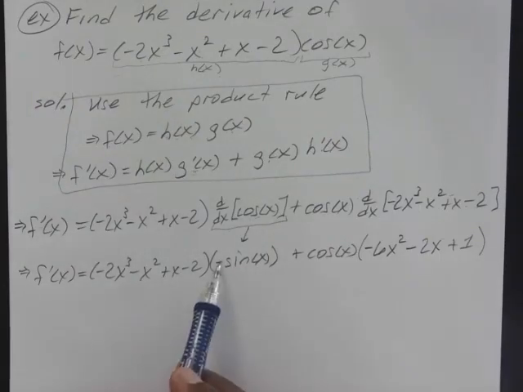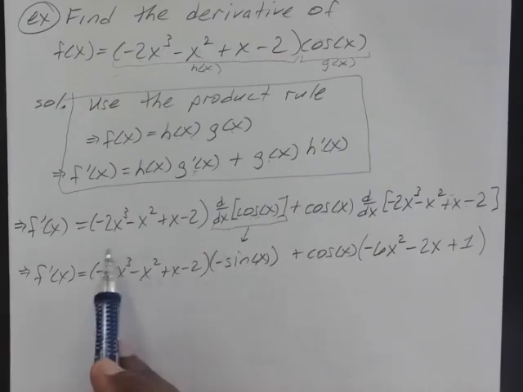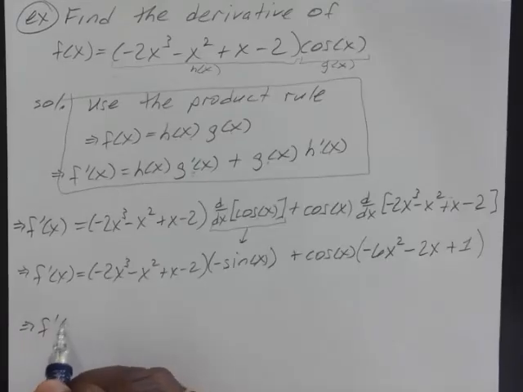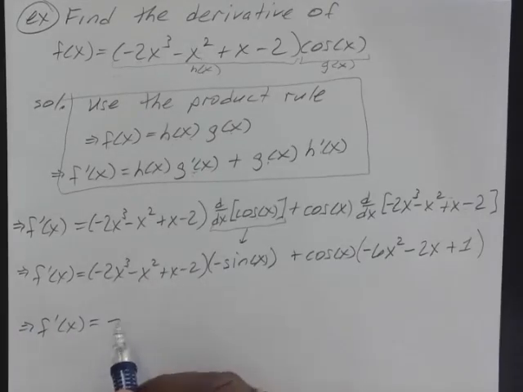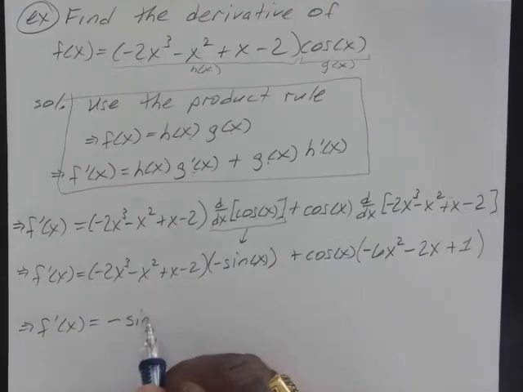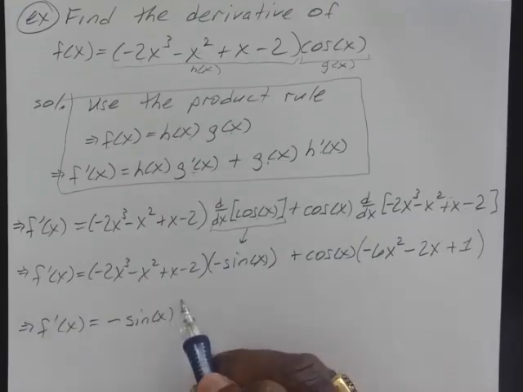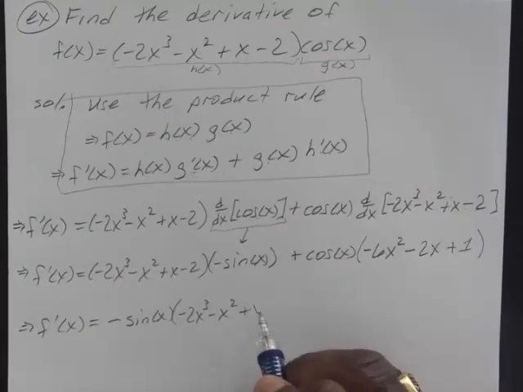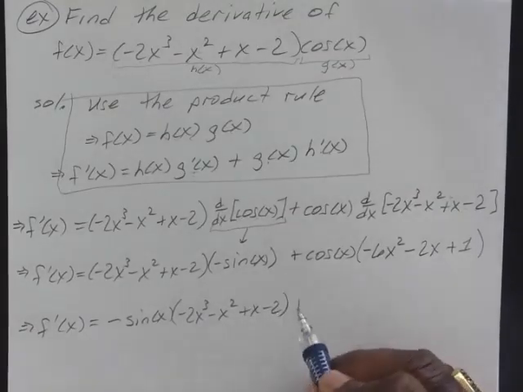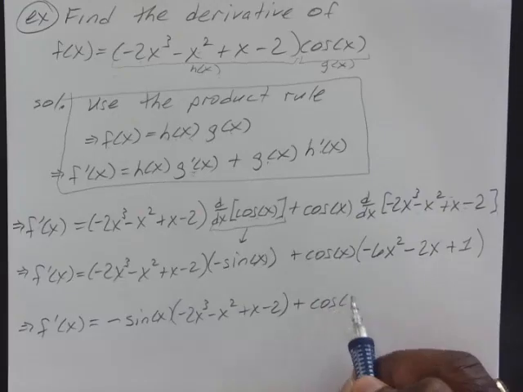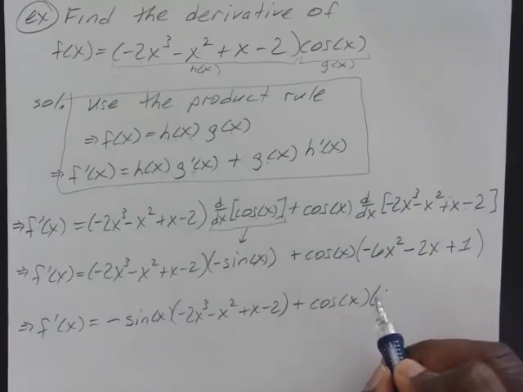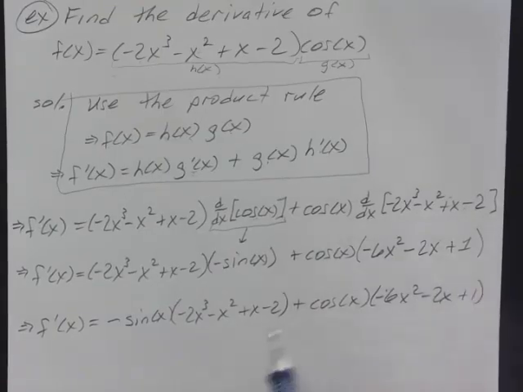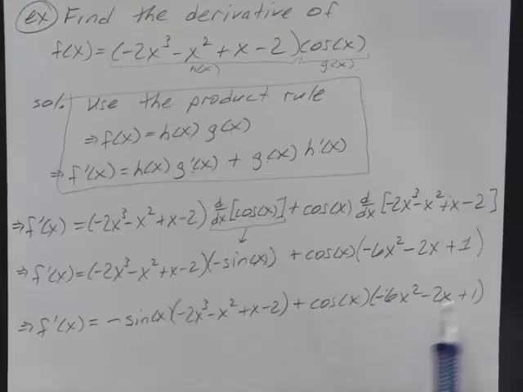Okay, so this negative 1 in front of the sine x, we can just kind of factor that right out to the front. So we have f prime of x is equal to negative, or you can just put negative sine x right there if you wanted to, times negative 2x to the third power minus x squared plus x minus 2 plus cosine of x times negative 6x squared minus 2x plus 1. And you should be just fine like that.